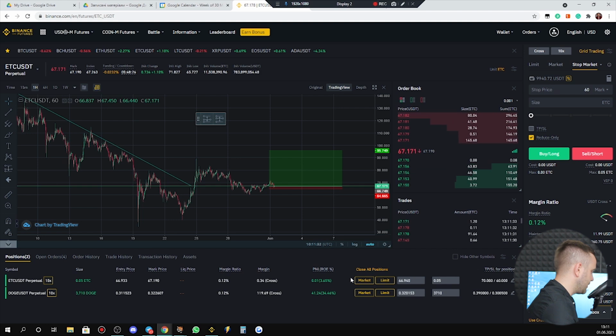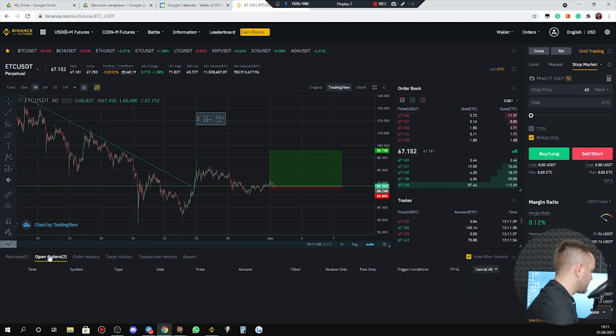The next one here is how to set pending orders, because sometimes you have a desire to open the position not by market. Let's close it by market. Close position by market. As you can see, we close the position by market and all stop losses and take profits disappeared.